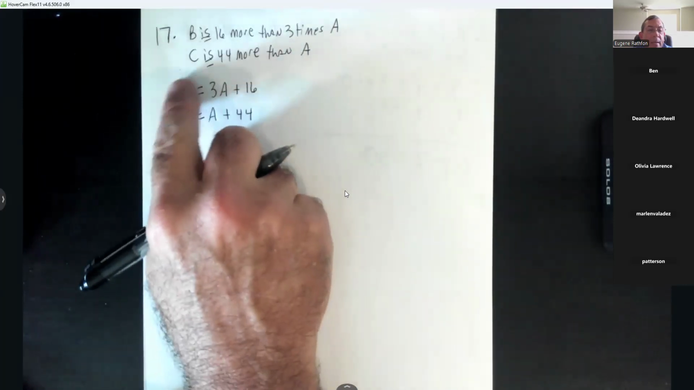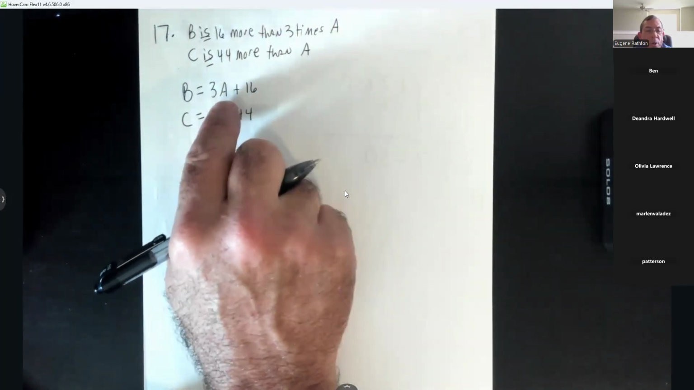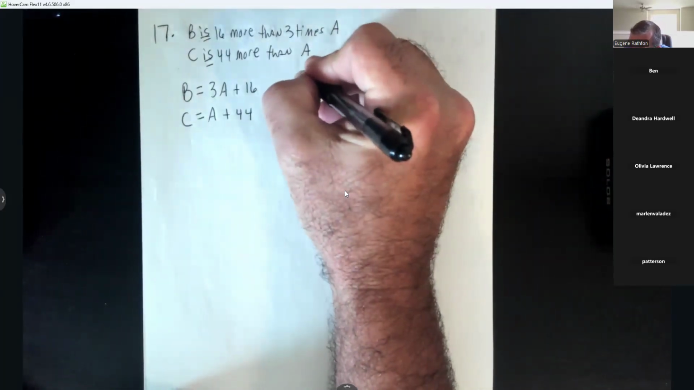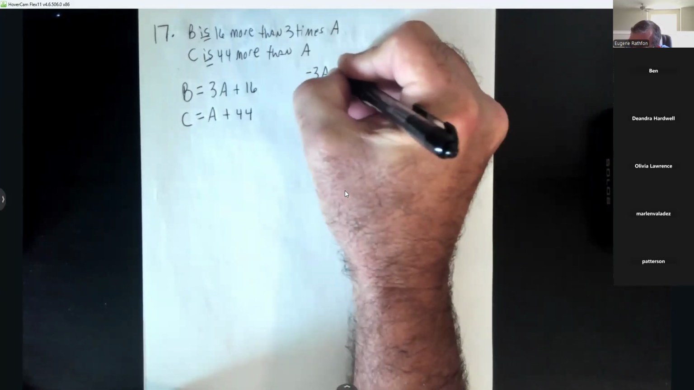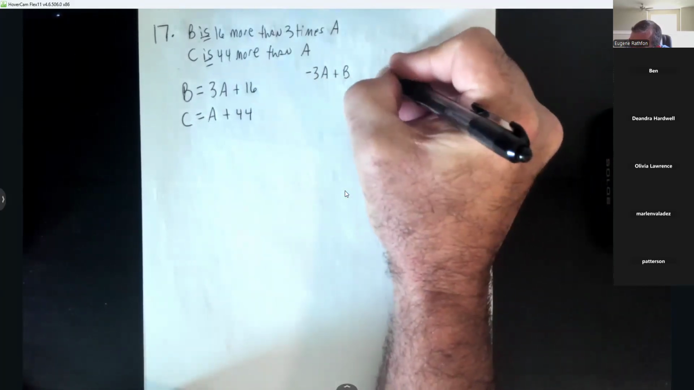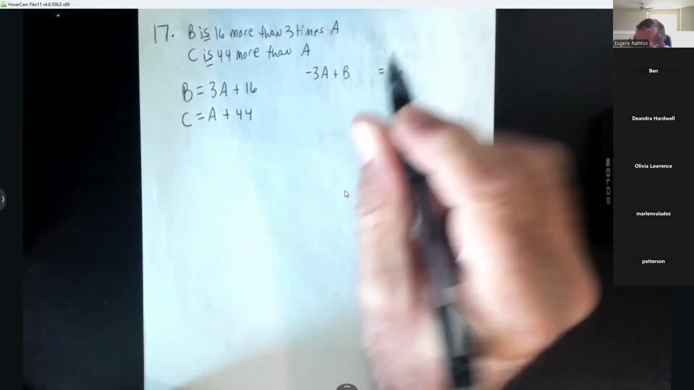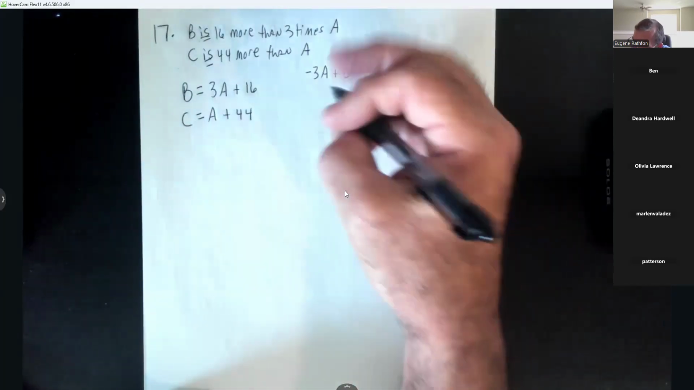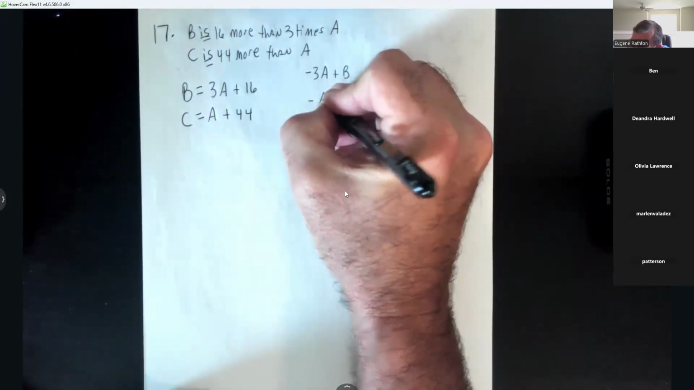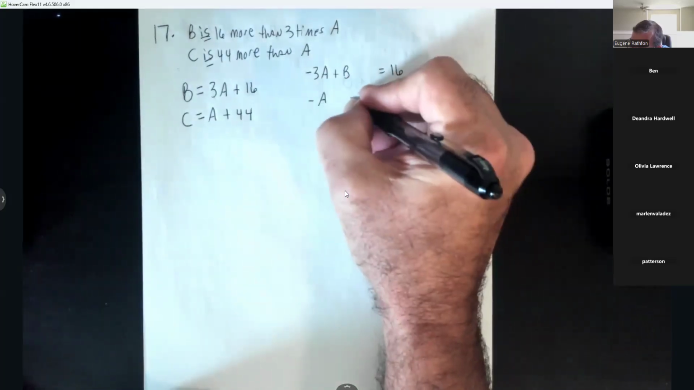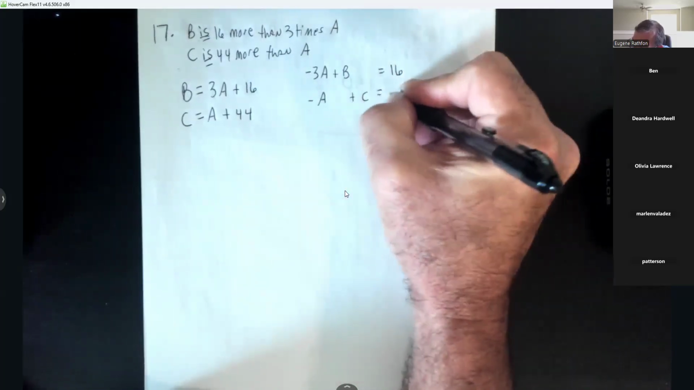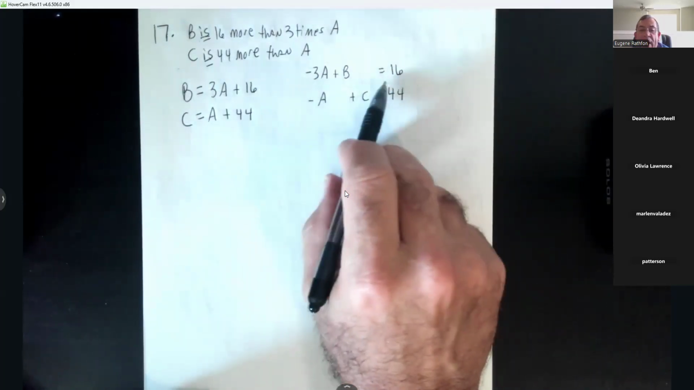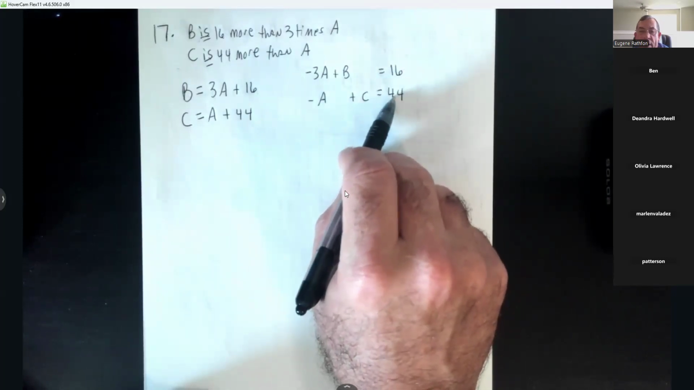All right, so remember, I need to get the variables on one side equal to the number. So you're going to move the 3A to the other side and make it negative. So that's going to give you negative 3A plus B is going to equal 16. Same thing here. You're going to move the A to the other side and make it negative. So that's going to give you negative A plus C is going to equal 44. So y'all's two equations are going to be just like this other than the 16 and the 44, okay?